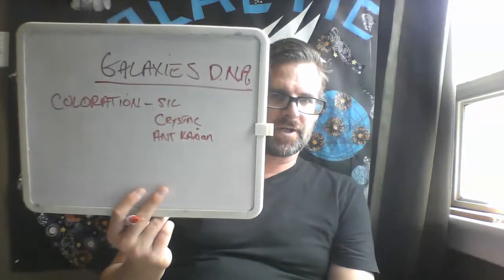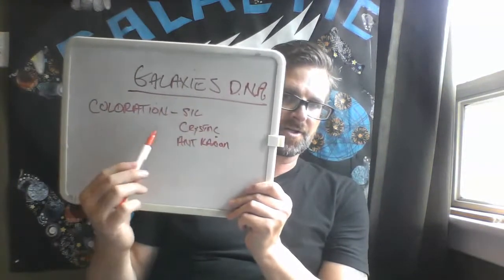So we start with the galaxy DNA. Now the galaxy DNA is coloration. You start with the silicon. Then you get into crystalline. Then you get into anticaryon. Silicon, crystal, anticaryon. All connected through galaxy DNA, the coloration pattern. Now, the coloration pattern is everything through your biochemical system. Biochemical.